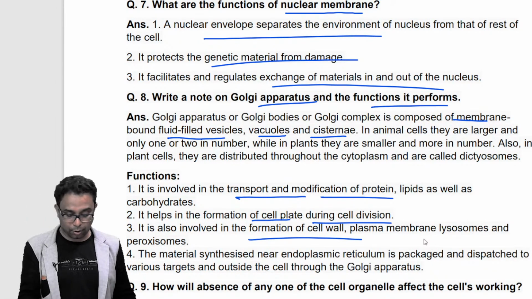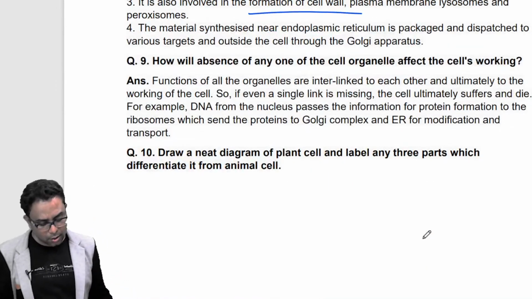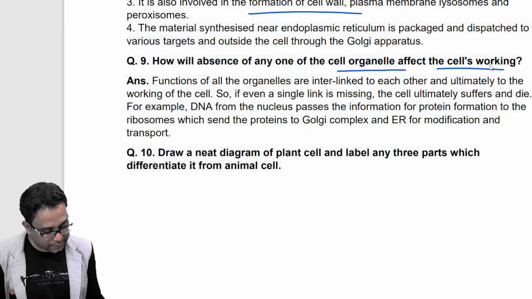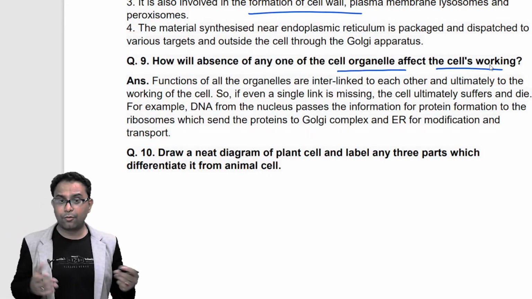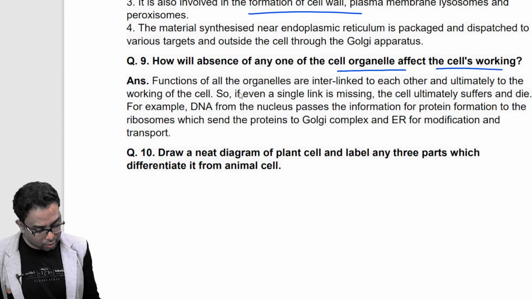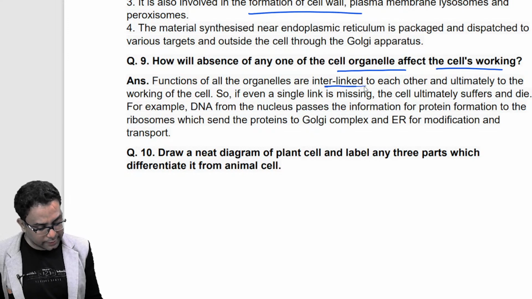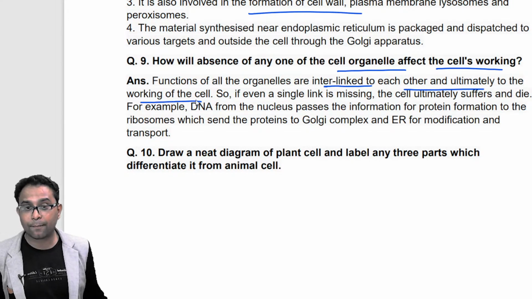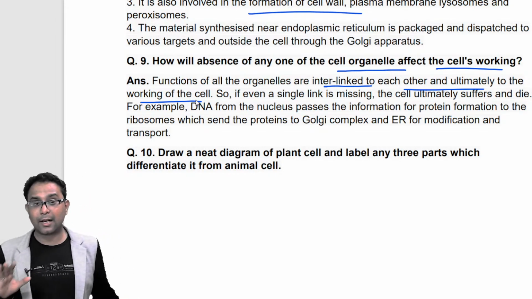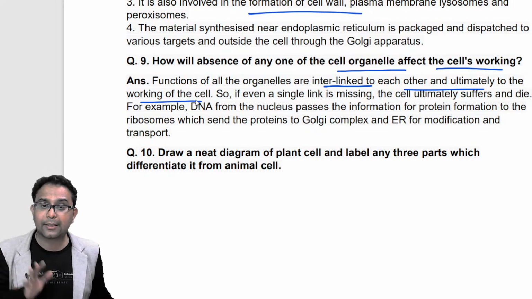This is the most important question. How will the absence of any one of the cell organelles affect the cell's working? Every cell organelle has a particular function. The functions of all the cell organelles are interlinked to each other, ultimately working for the cell. So even if a single link is missing, the cell ultimately suffers and dies.